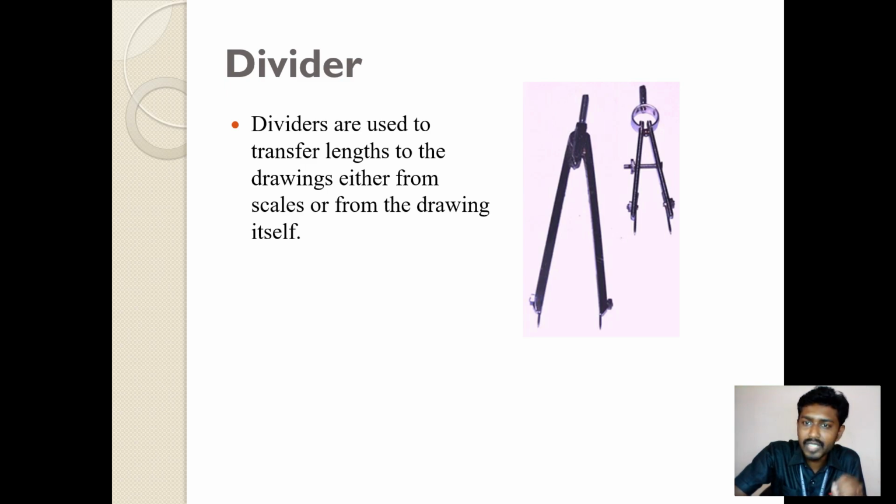See, we don't want to take the repeated measurement again and again from the scale. With the help of this divider, we can take the reference from the drawing itself and we can proceed with it.